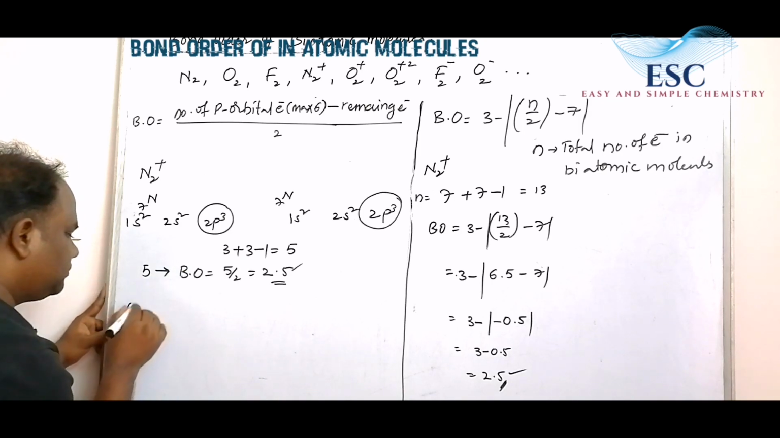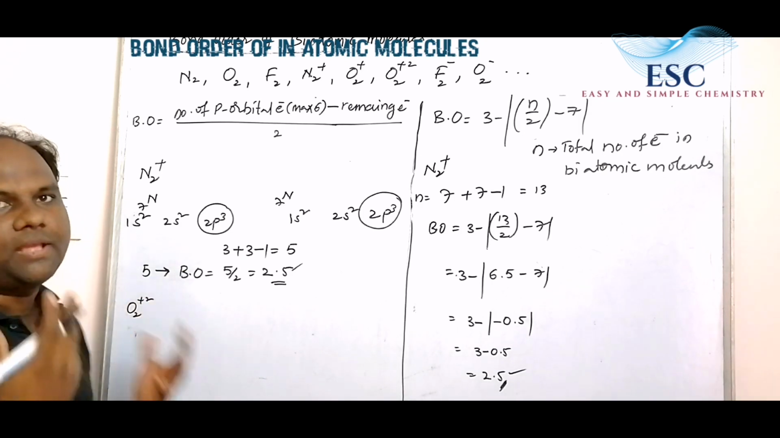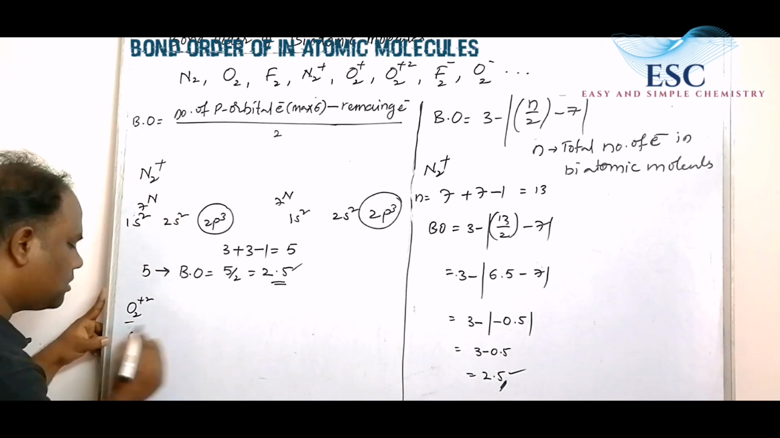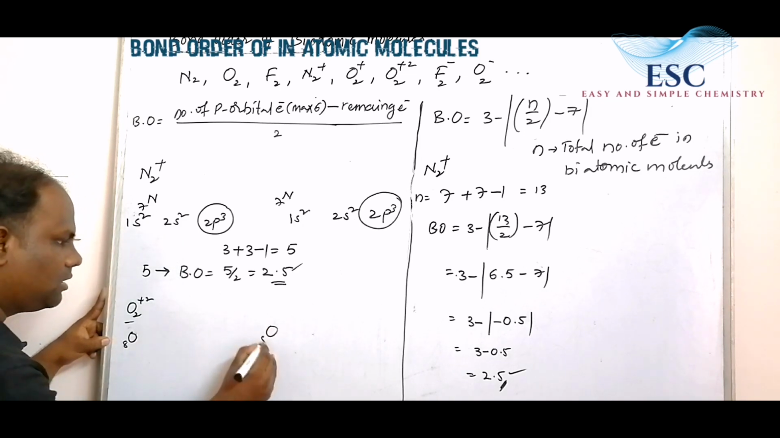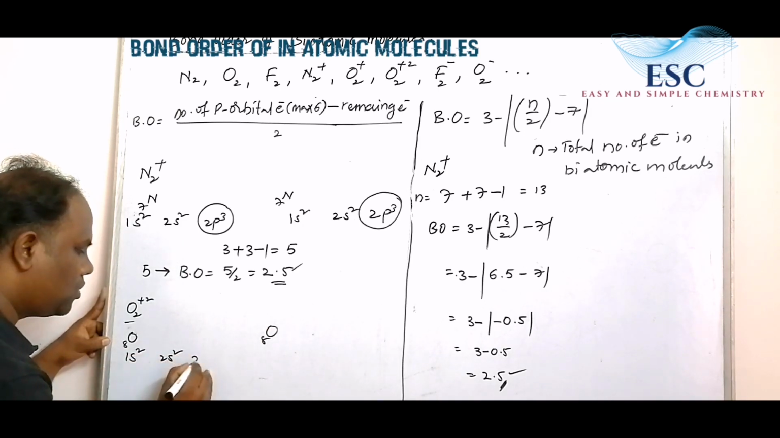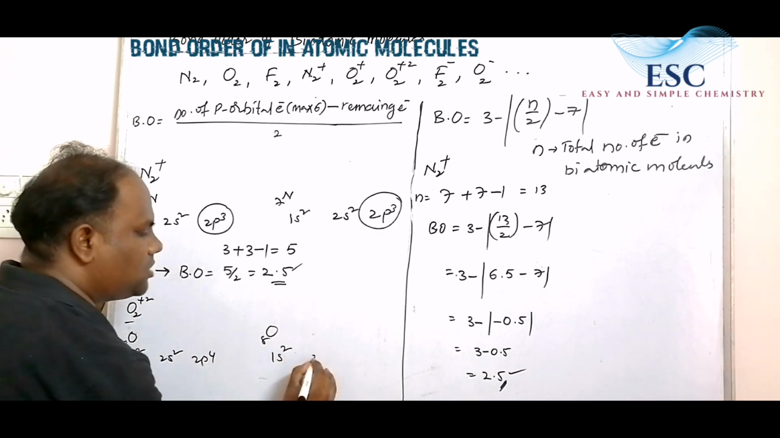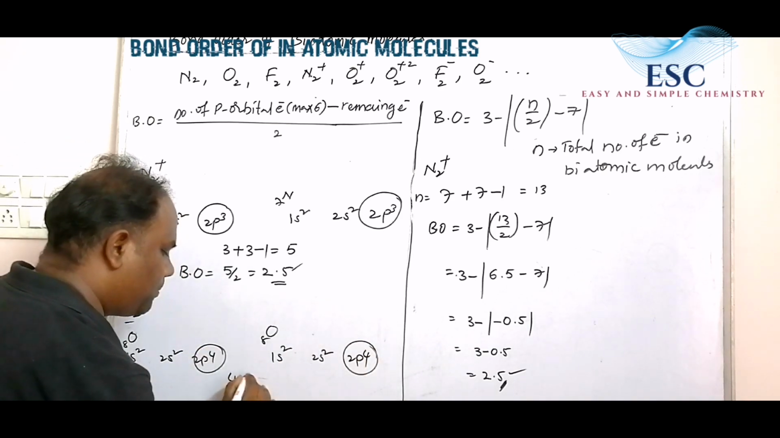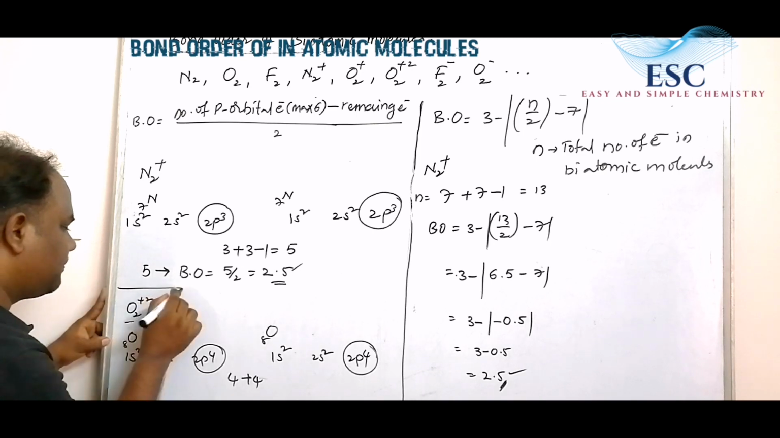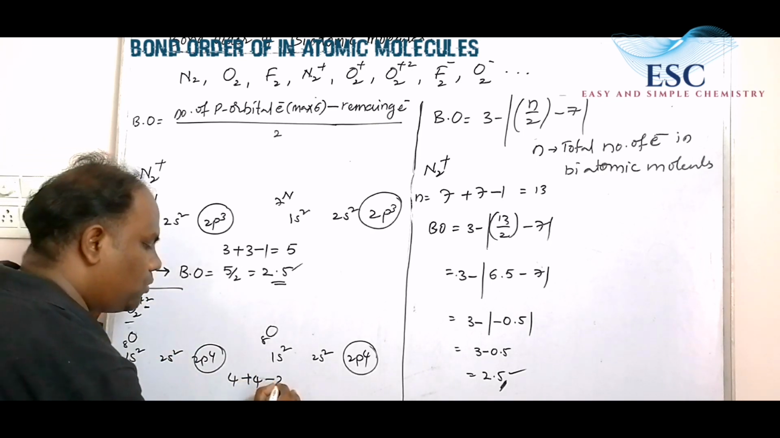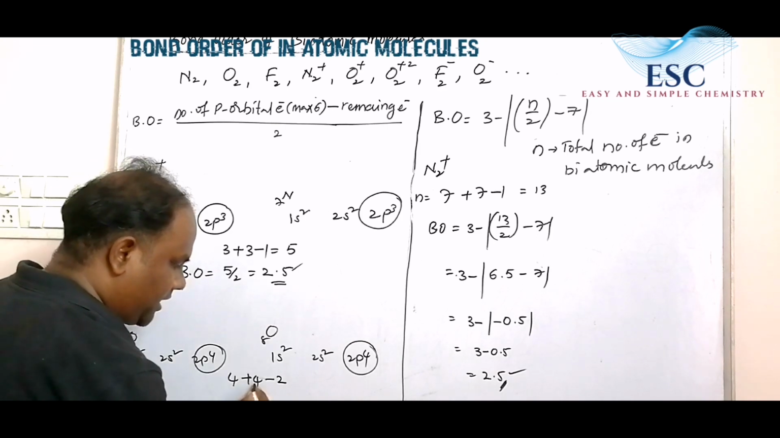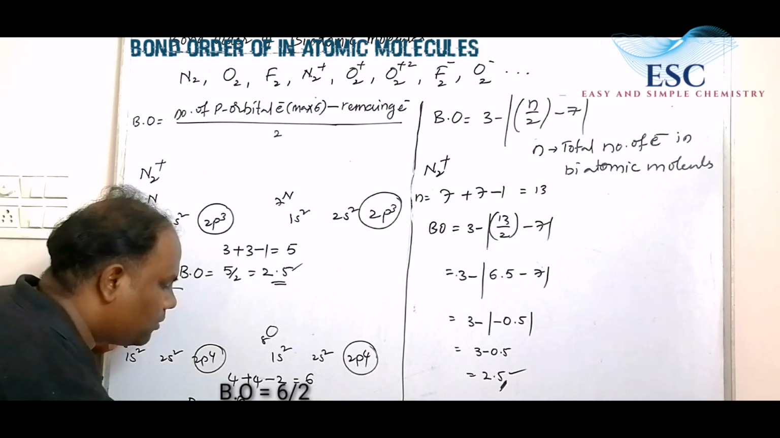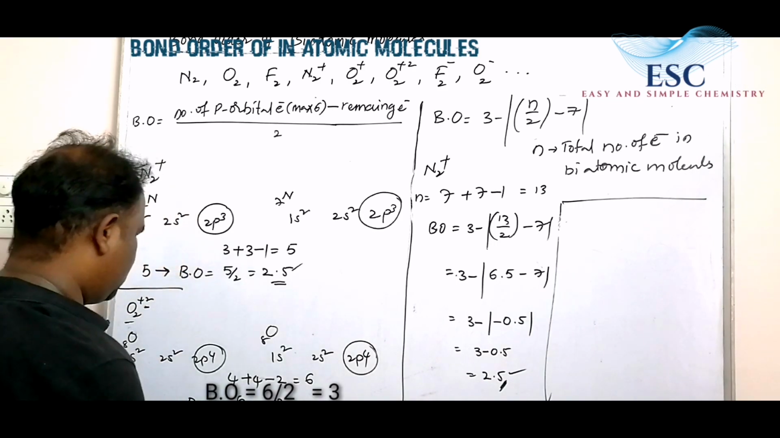O2 plus 2. Plus 2 means it will lose 2 electrons. The electronic configuration of oxygen is 1s2, 2s2, 2p4. Here also 1s2, 2s2, 2p4. We need only p orbital electrons. 4 plus 4, and plus 2 means we can remove 2 electrons. 4 plus 4, 8 minus 2 is 6. So bond order of 6 is equal to 6 by 2, which is 3. Bond order of the oxygen is 3.